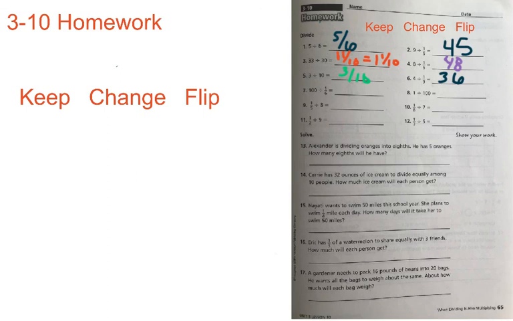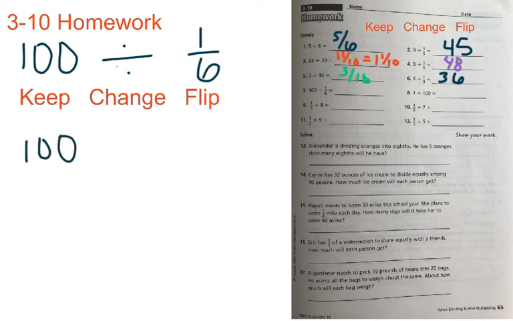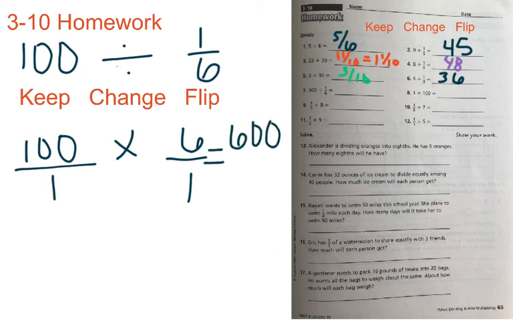Let's do number 7 together. We have 100 divided by 1/6. So we're going to keep our 100. We're going to change our sign, and we're going to flip our fraction. To write 100 as a fraction, I just write it over 1. And now I have 600, because 100 times 6 is equal to 600. I have 600 over 1, and 1 can go into 600 times. So my answer for number 7 is 600.